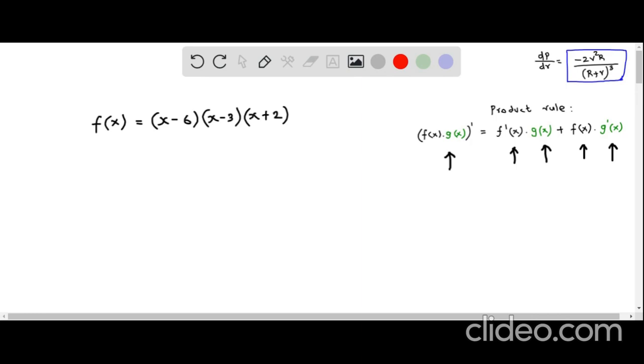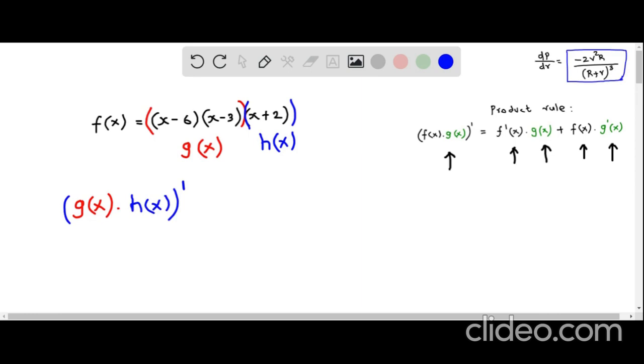So we can consider these two products as one function. Let's say this is g of x, and the remaining term as another function, h of x. In fact, we can consider any two products as g of x, and the remaining one as h of x. So let's consider it like this. And so we have to find the derivative of g of x times h of x. So first, let's write this down using this formula.